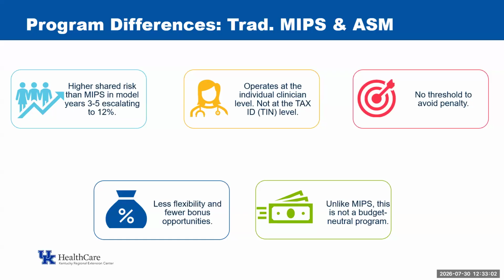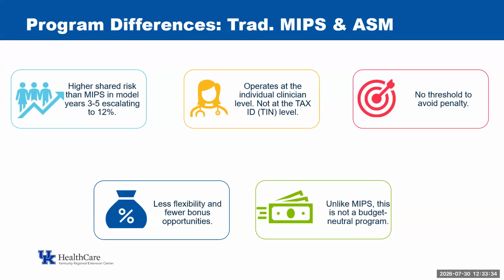This model is truly at the individual clinician level. It's not at the tax ID level. There are some categories, as Jared mentioned, that you can report for at the group level or at the individual level for the individual performance categories. But the actual feedback that ASM participants will receive will be at the individual clinician level, and determinations are based at that individual clinician level for participation. There is no threshold to avoid penalty.